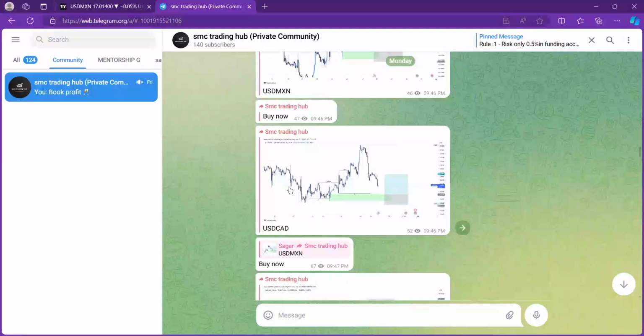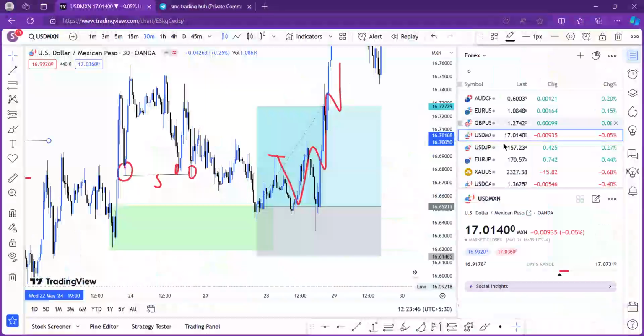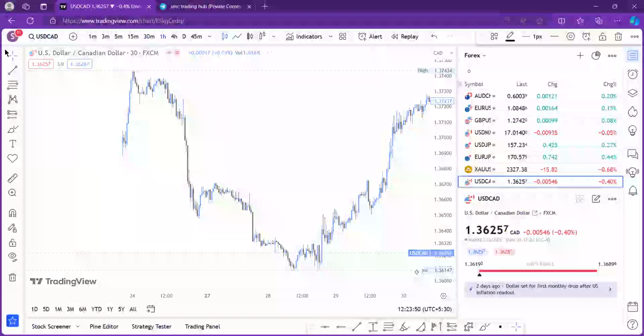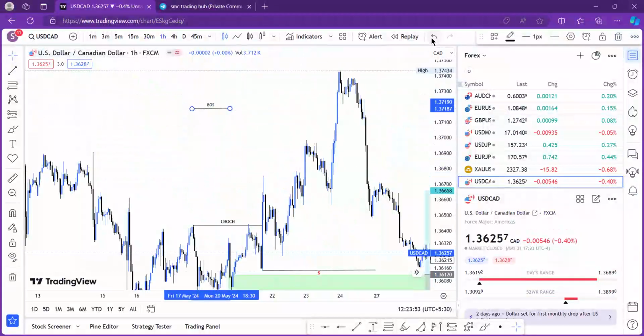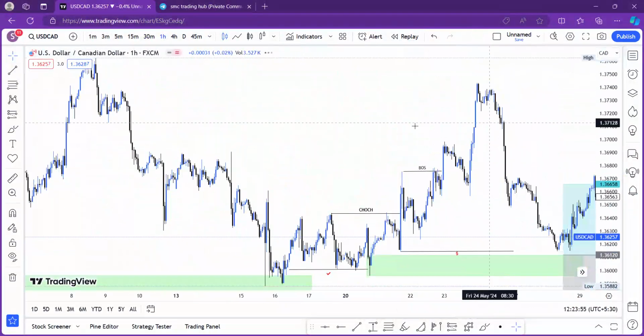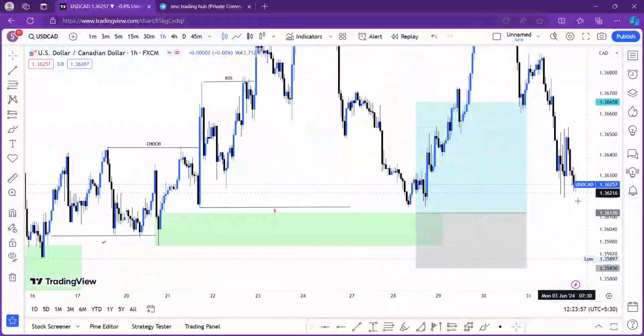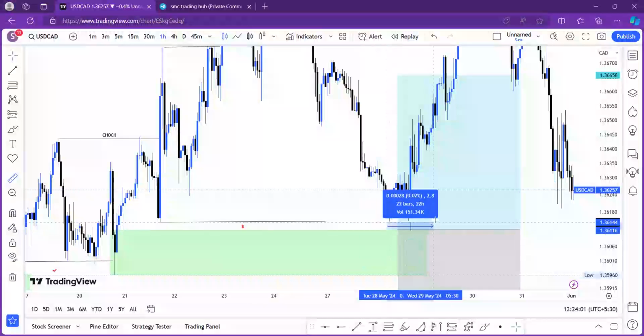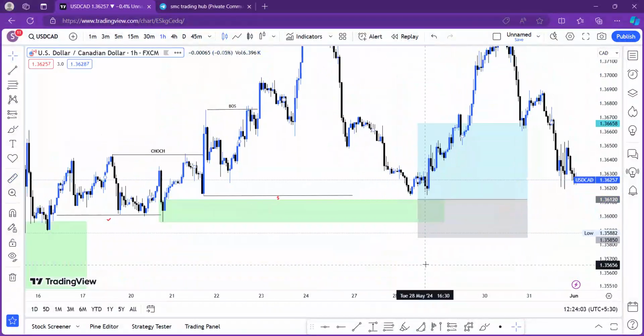Okay, now talking about the next trade. The next trade is in USD CAD. This is USD CAD. I'll go to the USD CAD chart and explain how I found the entry. This is the USD CAD 1 hour time frame. Actually, in this USD CAD, we missed the entry by a few pips. This is a good entry.